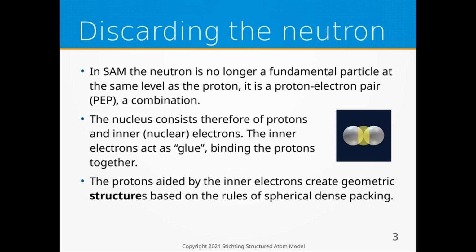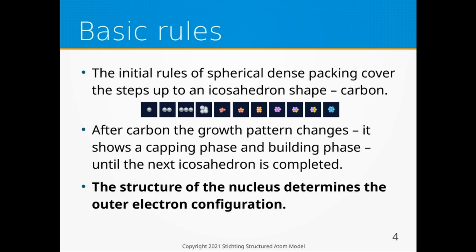spherical dense packing. The nucleus adheres to the concept of spherical dense packing, meaning the nucleus wants to occupy a sphere as small as possible, or as many protons in the smallest volume as possible. The denser the packing, the more energy is released. This mechanism at work leads to the shapes shown here from hydrogen on the left to carbon on the right.